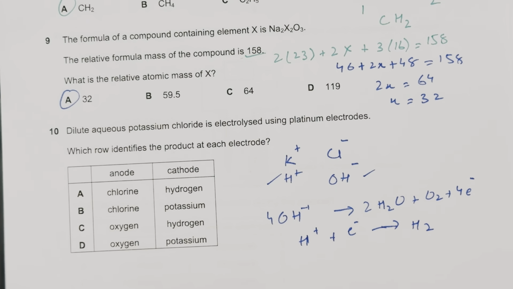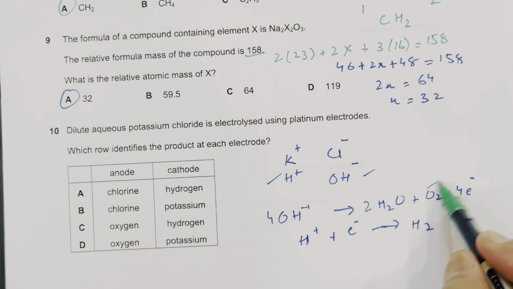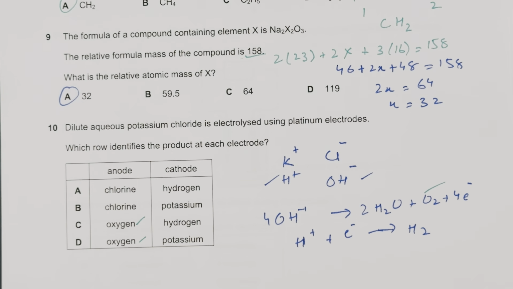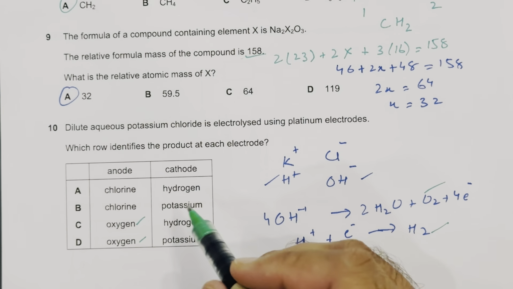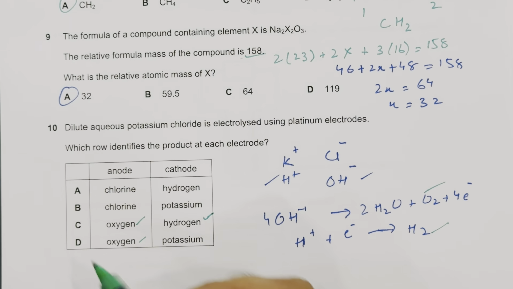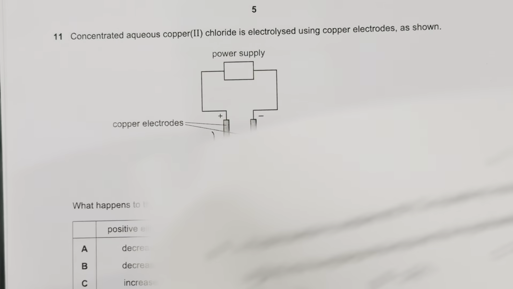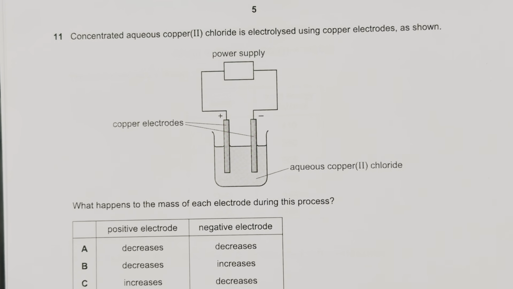Now we solve this. Which row identifies the products? We know that oxygen will be generated at the anode, so options C and D have this, and at the cathode we know, we have just calculated, it is hydrogen, so option C is the right answer for question number 10. Moving to question number 11. Question number 11 is again from the topic of electrochemistry. Concentrated aqueous copper sulfate is electrolysed using copper electrodes as shown. Copper electrodes are those that are shown in the diagram.